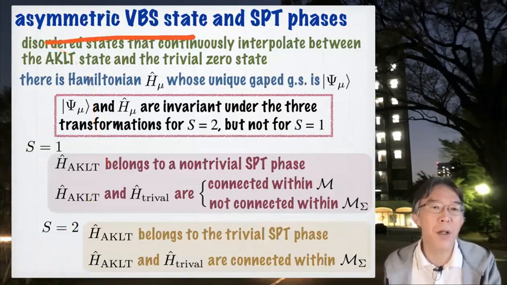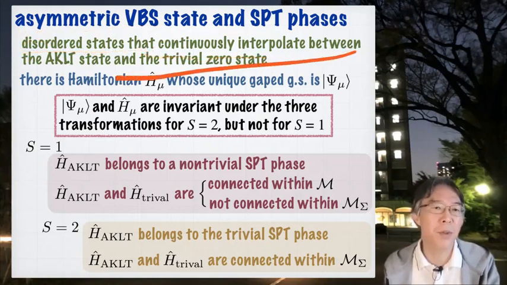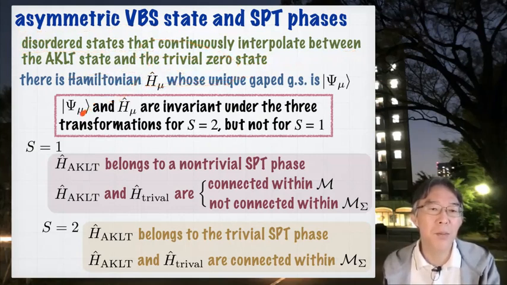Okay. So here's the summary. We have defined a symmetric VBS state and its relation to SPT phase. So it's disordered. The asymmetric VBS state is the disordered state that continuously interpolates between the AKLT and the trivial zero state. And there is a Hamiltonian. I already said this. And psi mu and h mu, this parent Hamiltonian and the states, both are invariant under the three transformations for s equal 2, but not for s equal 1. But this is consistent with the picture of SPT phases.